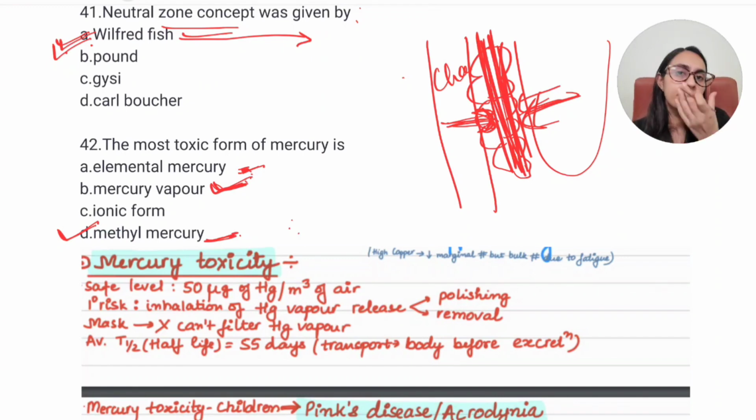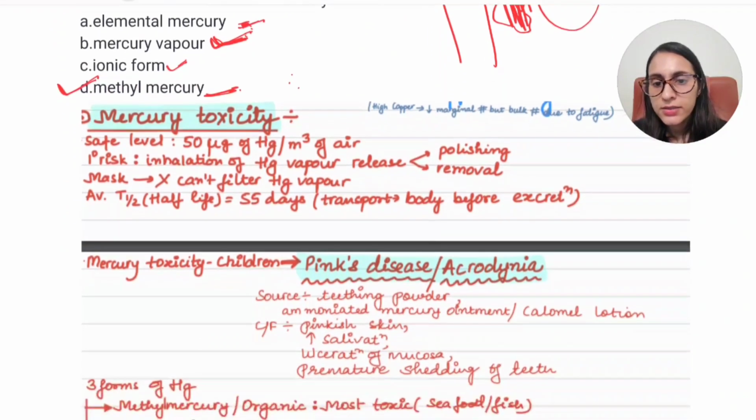These are the vapors that can be inhaled even if you are wearing a mouth mask. And the ionic form of mercury is toxic, but less toxic than methyl mercury. Again, this is a slide from the crash course of dental materials, and you can see the mercury toxicity and the safe level.